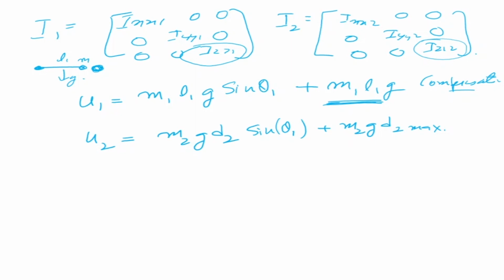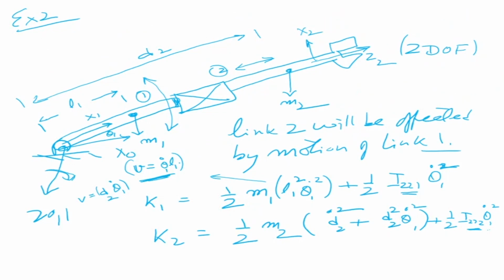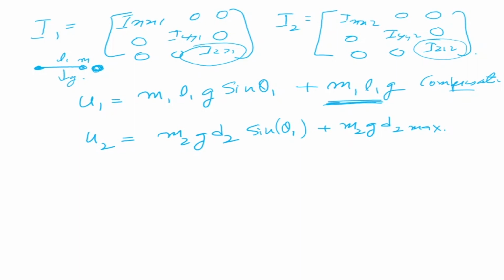Okay, so this is m2g d2, and if you look, d2 is this length. That is my d2, and d2 max, because d2 is changing, so d2 max is the amount of compensation that is required. Now we put this kinetic energy and potential energy into the Lagrangian equation. But before doing that, we make a very interesting observation, that in the Lagrangian equation, we can simplify it and write like this.